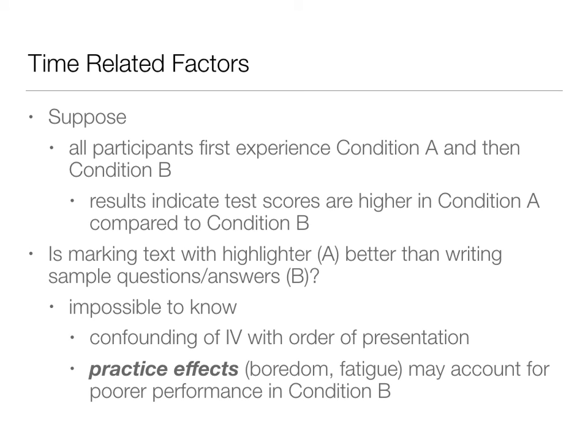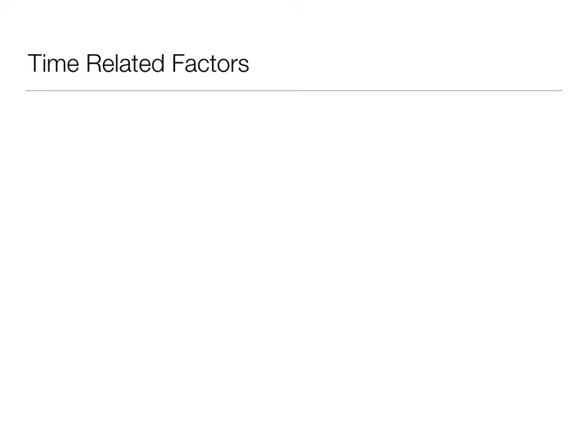Maybe people just got bored. Maybe reading the second thing, reading it a second time, making questions and taking the test again, they were just bored by the time they got there, or tired. That may account for the poor performance in condition B and not really have anything to do with the two study techniques. So also with our highlighting versus writing questions, suppose we got the exact opposite results.